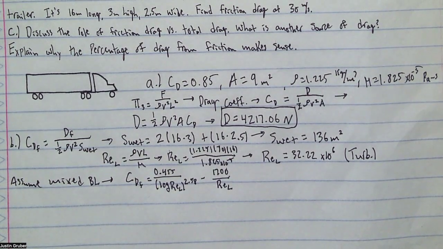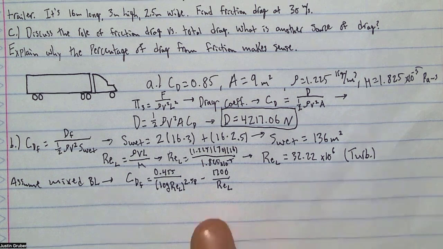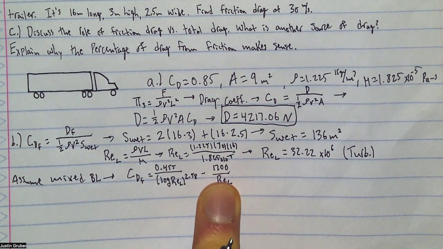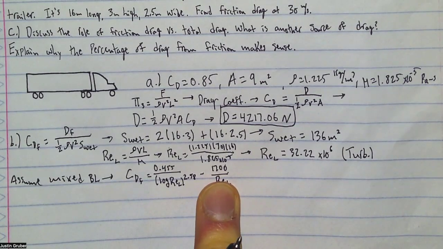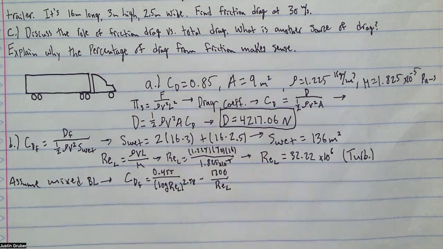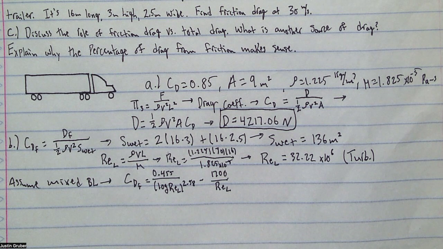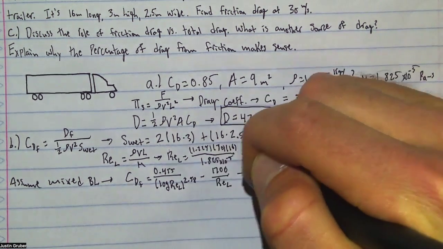But it's 0.455 over log base 10 of your Reynolds number to the 2.58 power, minus 1700 over the Reynolds number. And I believe that 1700 over REL is taking into account the laminar part. Don't quote me on that. Anyway, now you've got everything. You've got the Reynolds number. It's really the only thing you need. So just solve straight up for your drag coefficient.